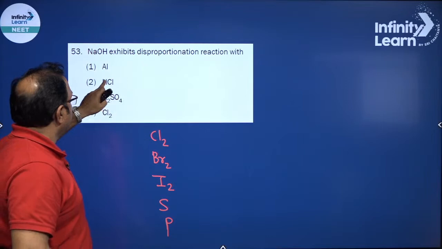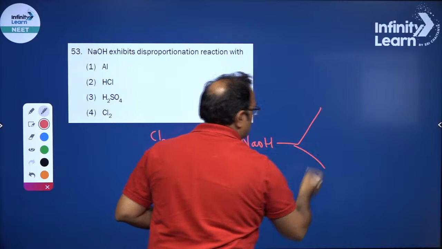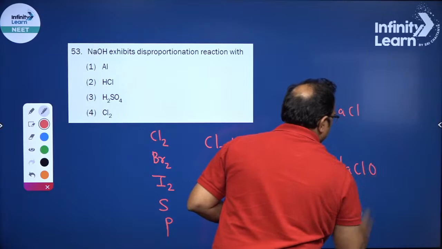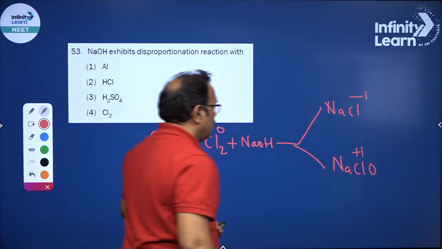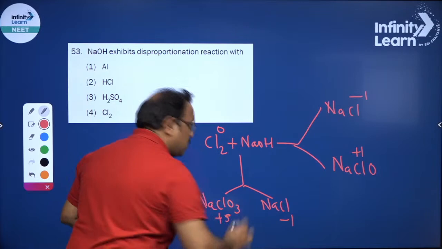So for chlorine reaction with NaOH, we have two conditions. One is in the case of cold condition, you will get NaCl, NaClO. Here you have zero to minus and plus, disproportionation. If it is hot condition, remember this reaction, then it is NaClO3 and NaCl. So I am telling you this condition just as a reference. So it has to be chlorine. Next.